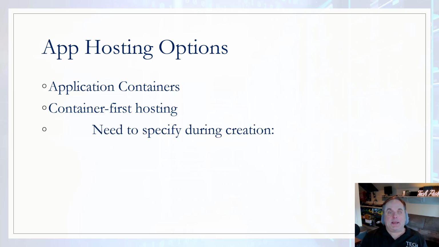There are certain needs that you need to specify during creation, such as the container name. You've got to create a unique name for the container within your resource group. Then you've got your image source. This specifies the location of the container image, and that can be from Azure Container Registry, Docker Hub, or any other container registry. And you also need to specify the size, which specifies the CPU cores and amount of memory that are going to be allocated for the container.